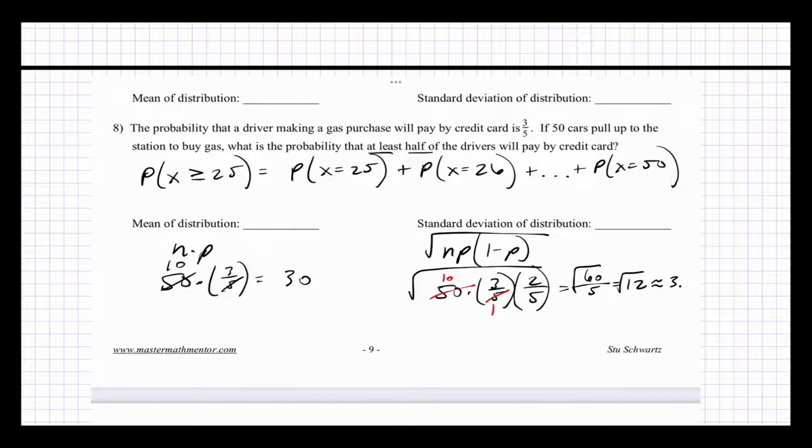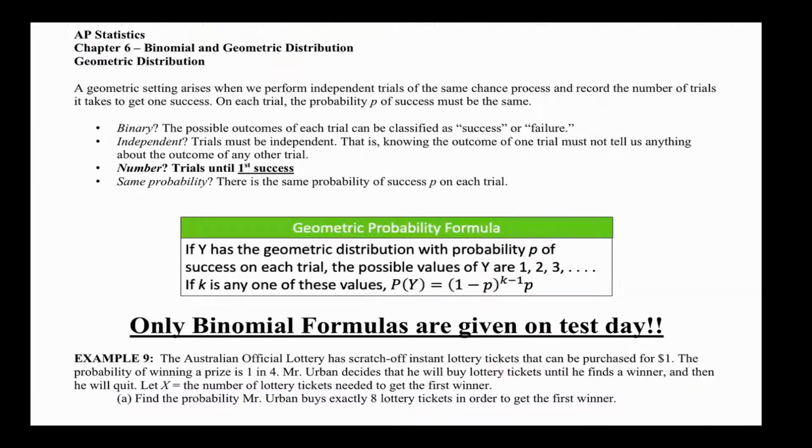All right. So what is the probability that the third person is a success? That means the first person is a failure, the second person is a failure, and the third person would have to use the credit card. That's the difference between binomial and geometric.